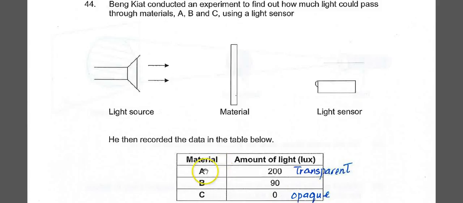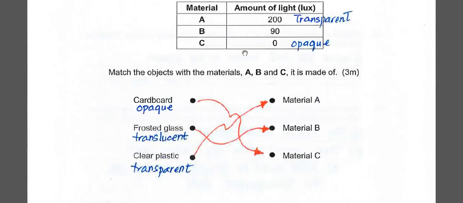Not all light passes through. And A, most likely, is more transparent than that. It may not be totally transparent, depending on the light source. If this light source gives out 200 lux, here should read 200 lux if it is totally transparent. Now let's go on. So which is which? Cardboard is C. Translucent frosted glass is B, and transparent is A.